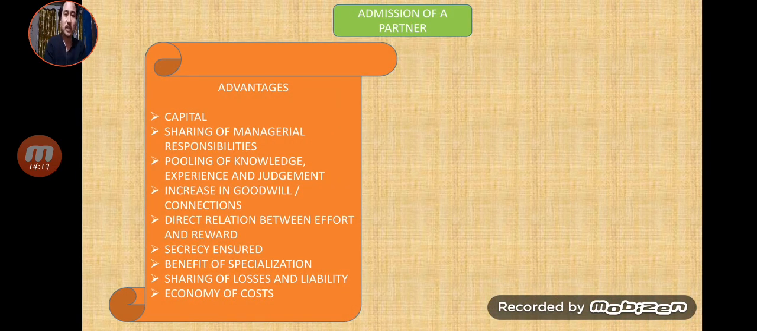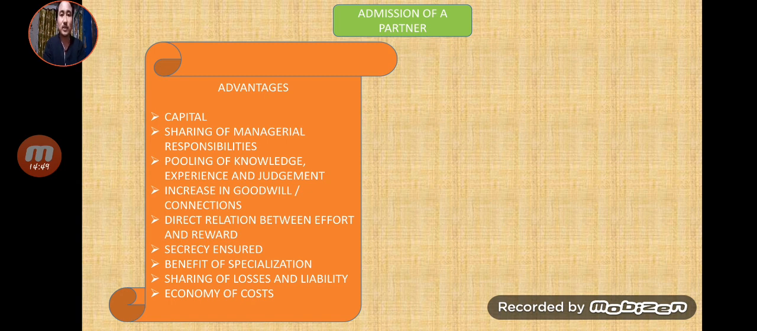Now let us focus on taking a partner. What are the advantages of taking a partner? So one major advantage is, when a partner is invited into a business, the partner will bring more capital, and with capital, that partner will bring managerial skills also, and will be more responsible as compared to a manager. He will have more knowledge, and he will share his experiences, and will increase the goodwill also.